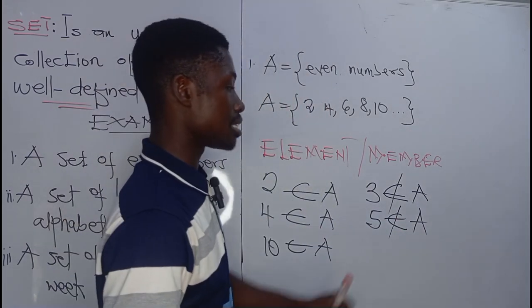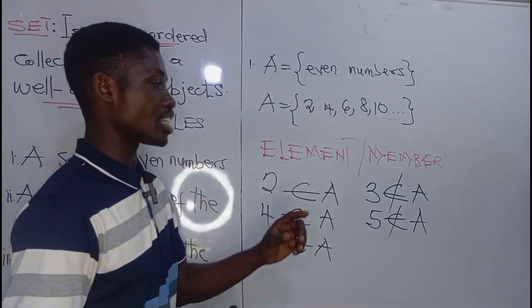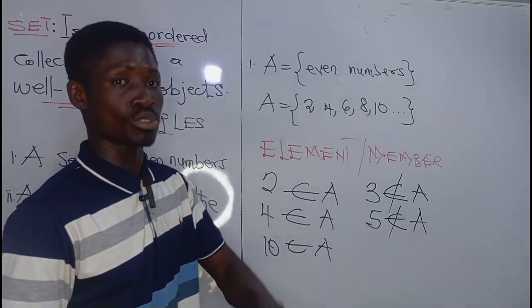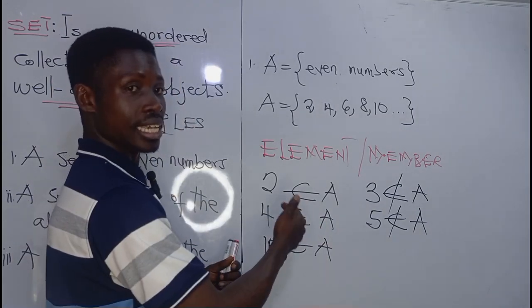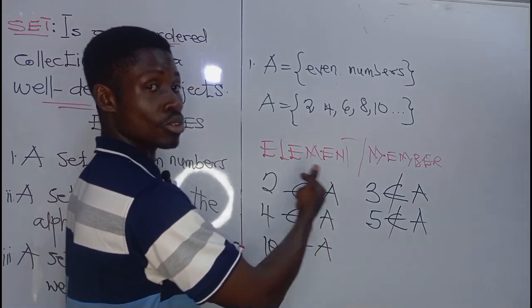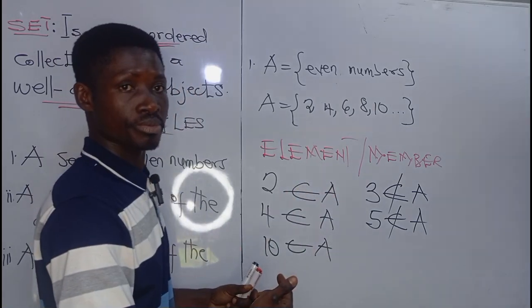So this symbol means not a member of, does not belong to, not an element of. And this symbol means it's a member of, it's an element of, belongs to.